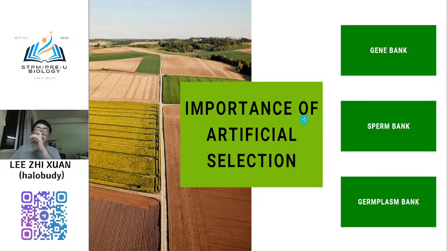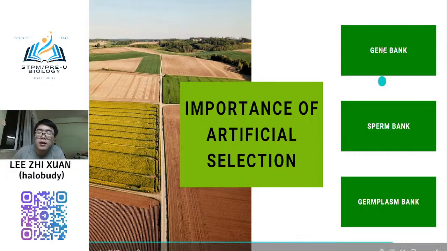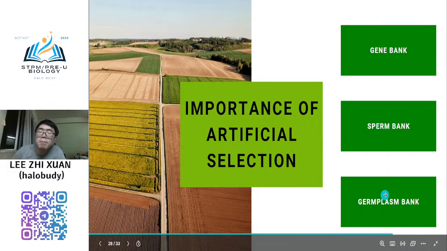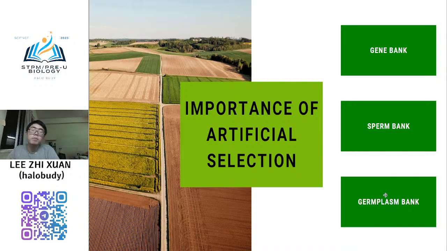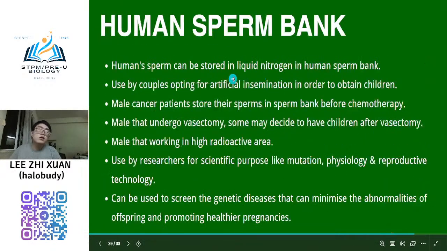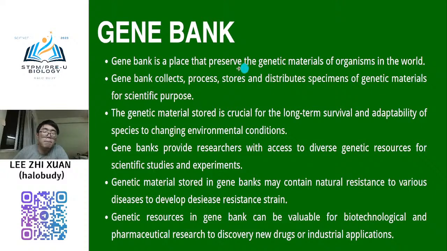So very important. The importance of artificial selection is normally based on the syllabus. Yeah, you need to learn these three banks: gene bank, sperm bank, and also germplasm bank. Okay, so normally this one, how humans make the artificial selection, we need to have these banks: gene bank, sperm bank. Because we need to store the genetic information of all these organisms. So the gene bank is a place that preserves the genetic material of the organisms in the world. So normally it collects, processes, and distributes specimens or genetic material for scientific purposes.